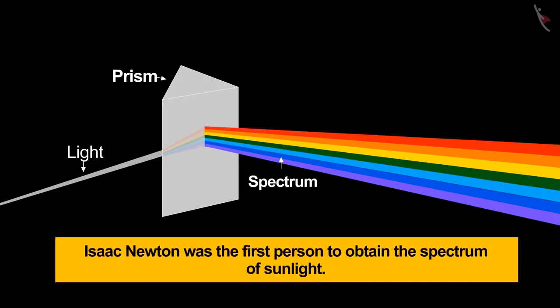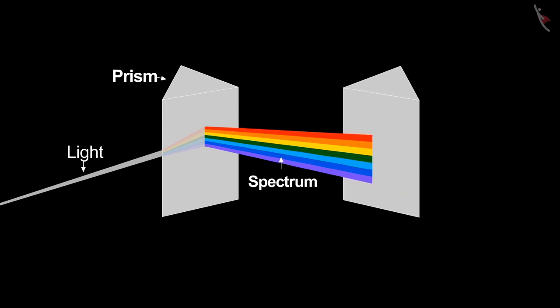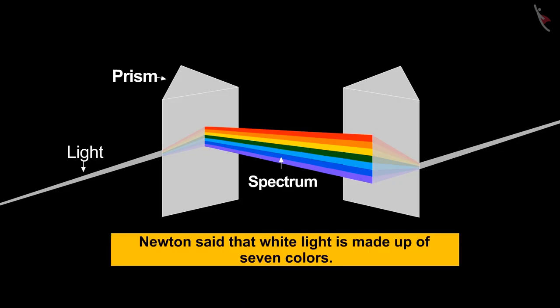Isaac Newton was the first person to obtain the spectrum of sunlight. He then used a second inverted prism to obtain a single beam of white light. Newton said that white light is made up of 7 colors.